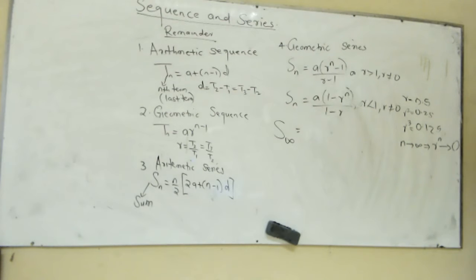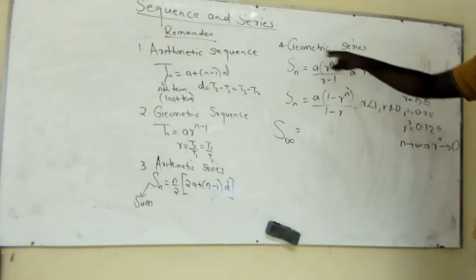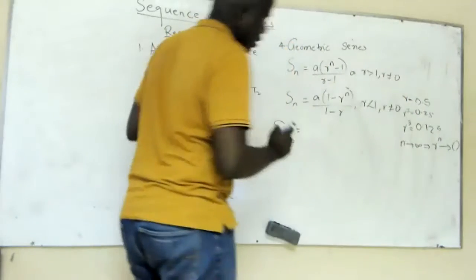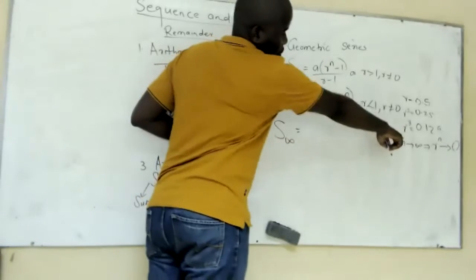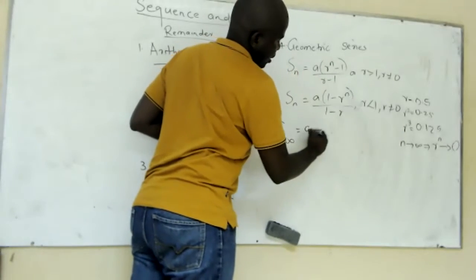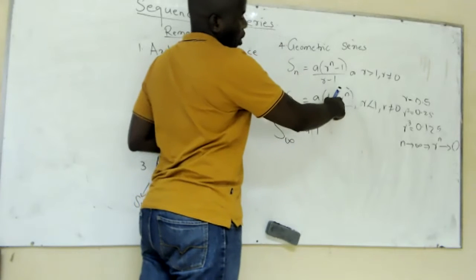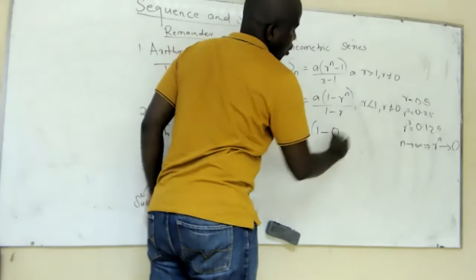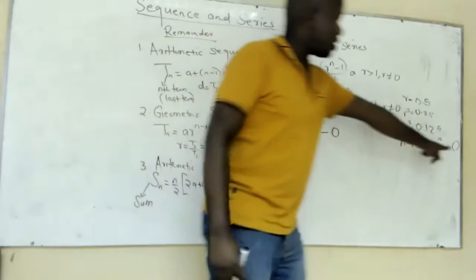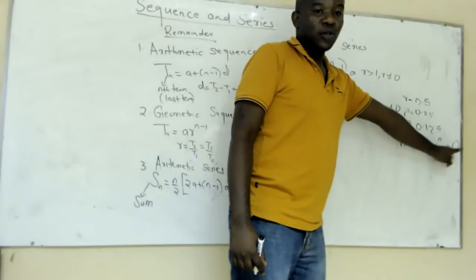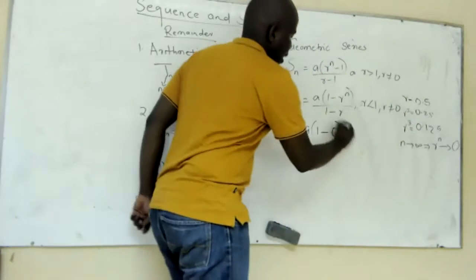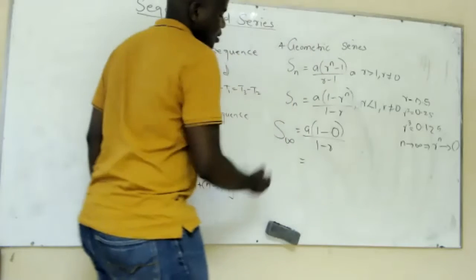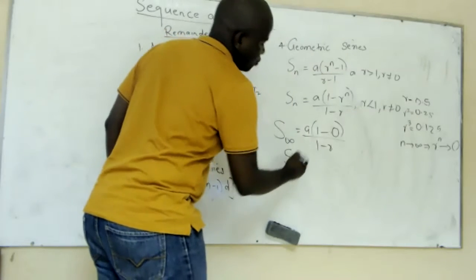That's why we developed a third formula of geometric series. The new formula, which we are going to develop by using that theorem, is going to be a times 1, then where we have r to the power of n, we're going to substitute the value of 0, because r to the power of n is approaching 0. Take note of this, it's very important. And then we divide this by 1 minus r.